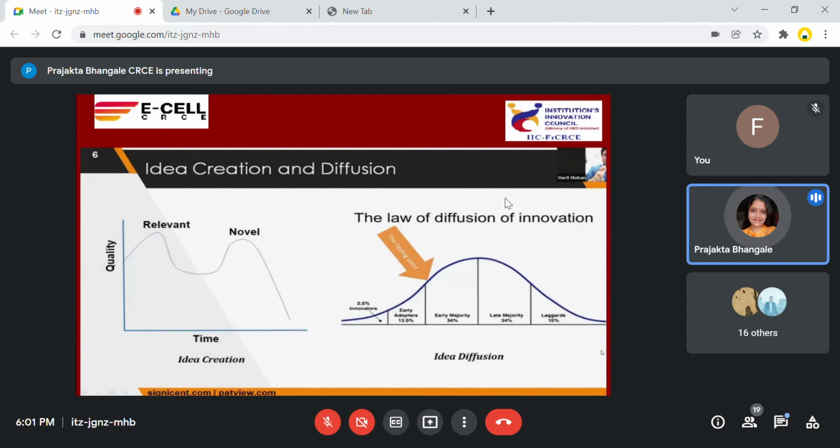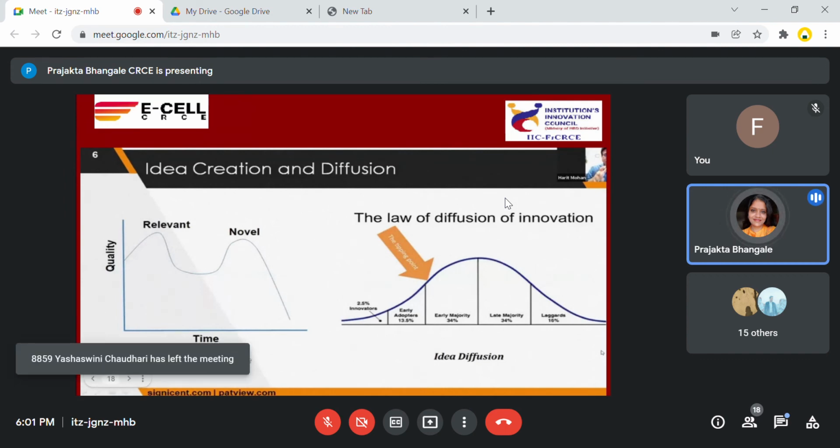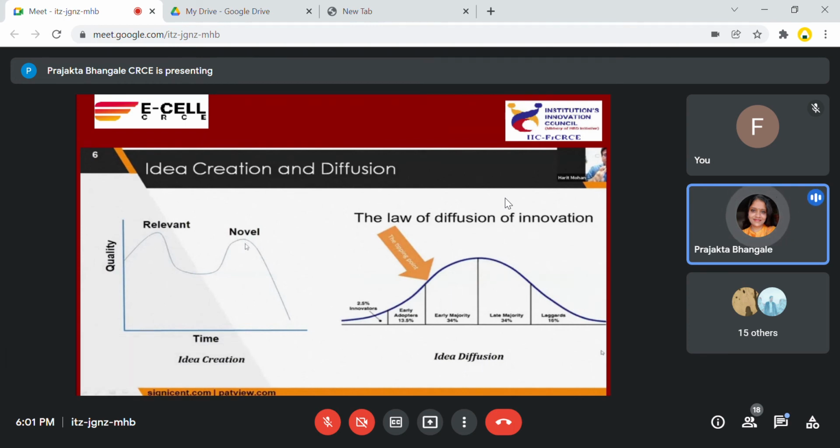So this is why this graph has been shown: whenever you are creating your idea, you should always think about the relevant idea, but along with that, it should be a novel one. And this novelty will come with time. So quality will go on increasing, and time will also go on increasing. Then only you are going to get the novel idea. Obviously, relevancy and novelty both should come together. Then only can I convert my idea into the startup. Otherwise, I cannot have this.